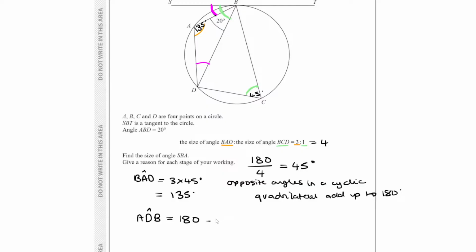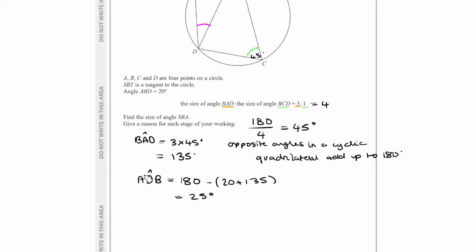In the question on the day, it's 180 minus the 20 plus 135, because of the triangle, and that gave me 25. That's the same as SBA, because of the alternate segment theorem. SBA is also 25, and then you write down alternate segment theorem. But whichever way you did it, you might have done the other route with the green colors. That's also fine. 45 minus 20 might be easier. It just depends what you saw first. Either way, it's a cyclic quadrilateral, and then the alternate segment theorem.